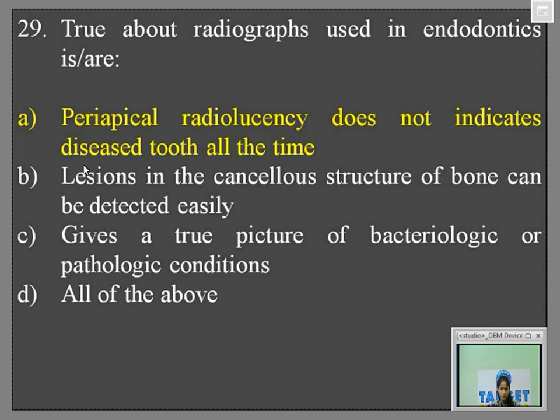The second option, lesions in the cancellous bone can be detected easily. Again, that is false, because you require at least 33% demineralization for any cancellous bone structure to be seen on the X-ray. And third is, of course, it does not give a true picture. True picture is seen by biopsies.